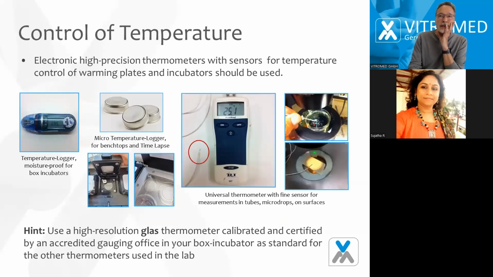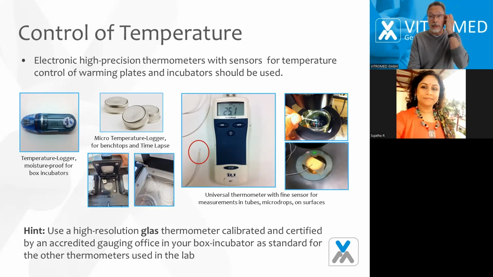Okay, how can I do this? I think you know this all. Here are some examples of what you can use for the control of the temperature. So we use, for example, temperature loggers that are inside the box incubators, the big incubators. They log the temperature every 30 minutes or every 15 minutes, and then after 1 week or after 1 month, you can have a look at it and read out the data with a docking station. This is very good because you see whether everything is fine or was fine during this period.